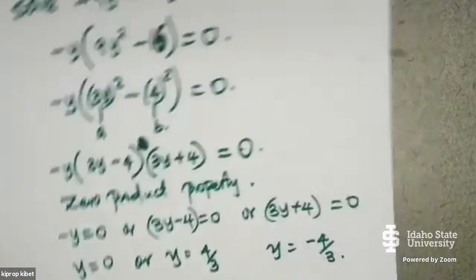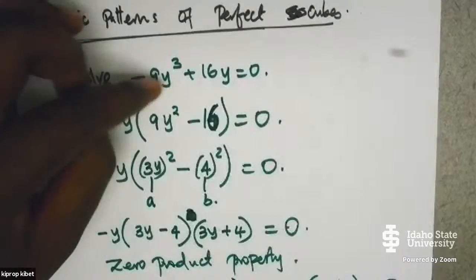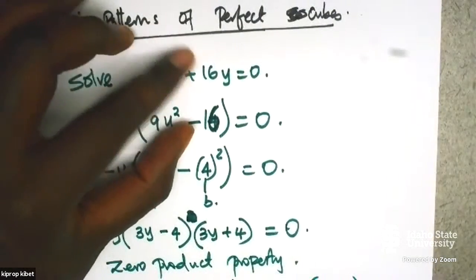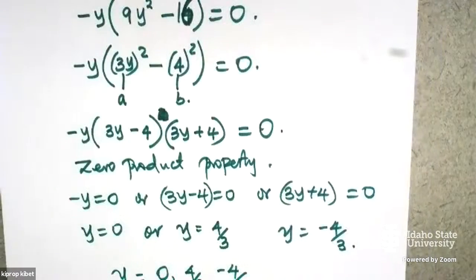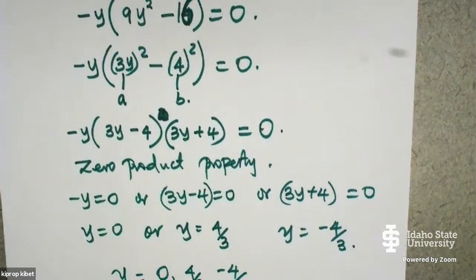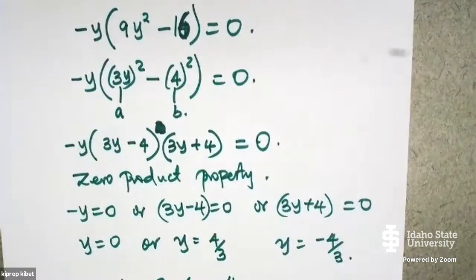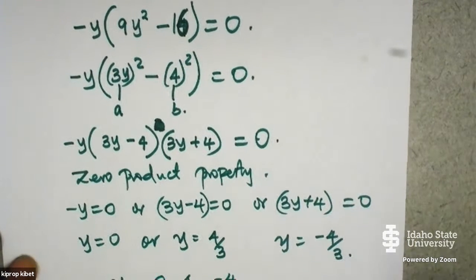Now, if you find the variable here is cubed, then you should expect to get 3 solutions. If it is squared, you should get 2 solutions. If it is to the power 4, then you should get 4 solutions. Any question after that?